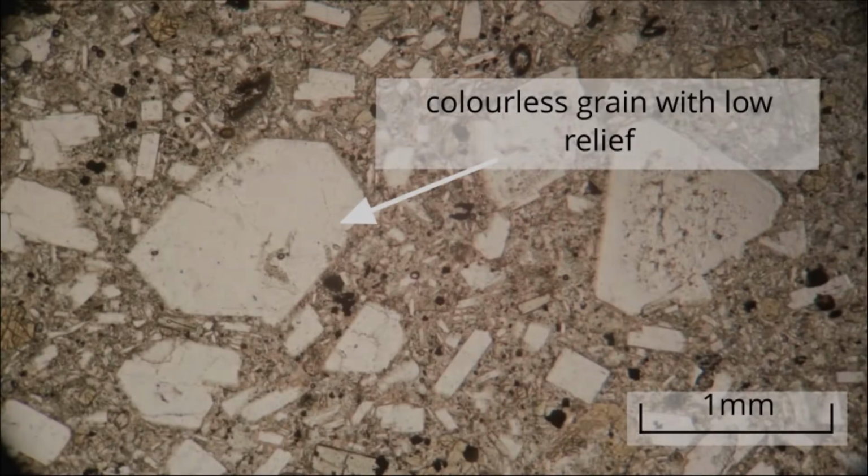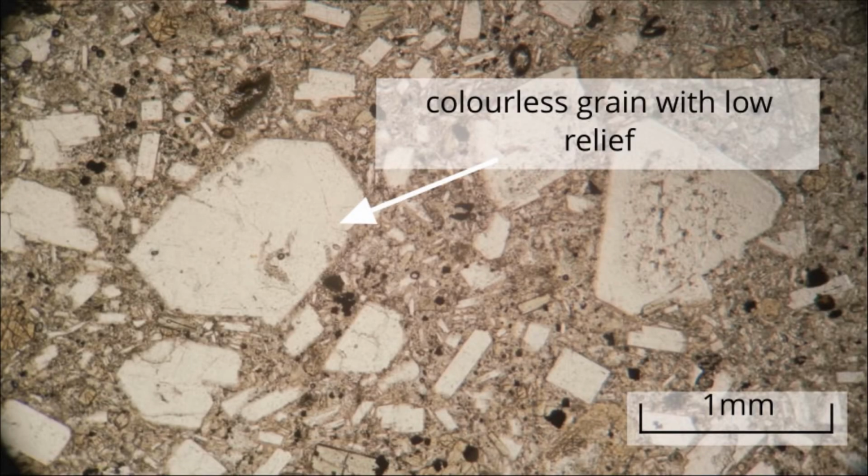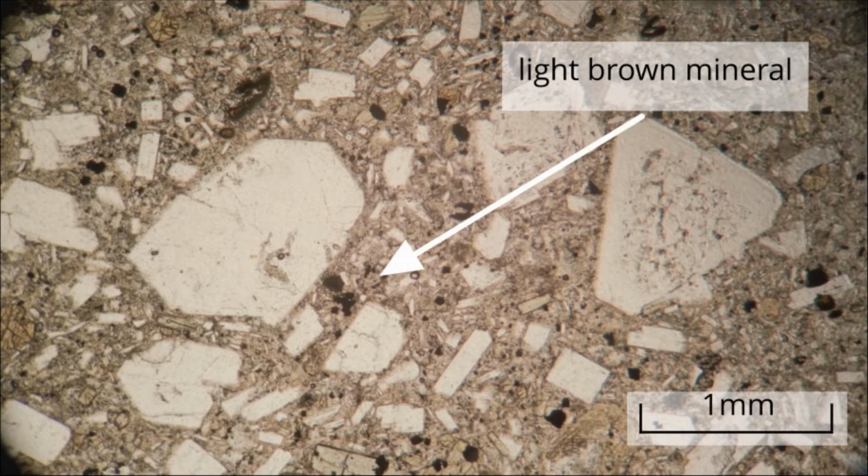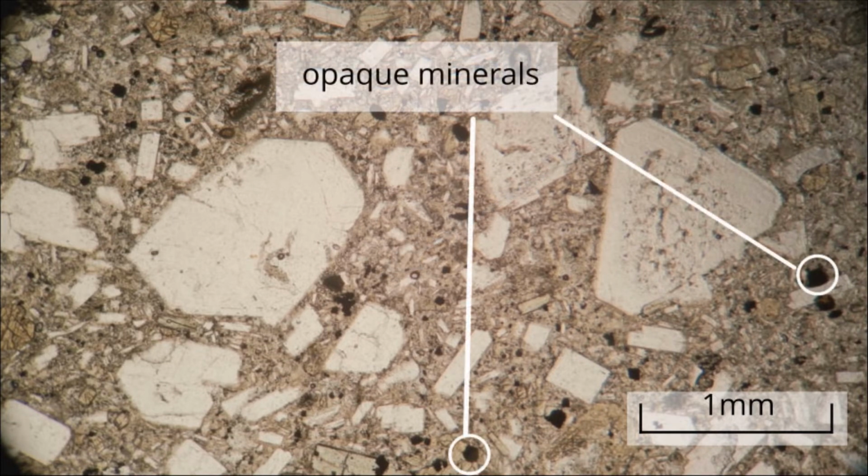Under plain polarized light, most of the grains are colourless or cloudy and have low relief, which means that most of them do not stand out from the section any more than the other grains. A few are light brown or yellow-brown in colour. Some minerals that are opaque to transmitted light also occur. These accessory minerals are probably iron oxides.